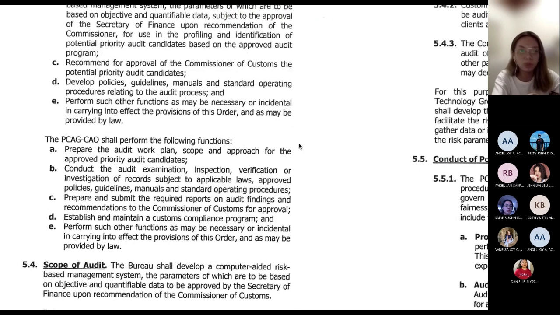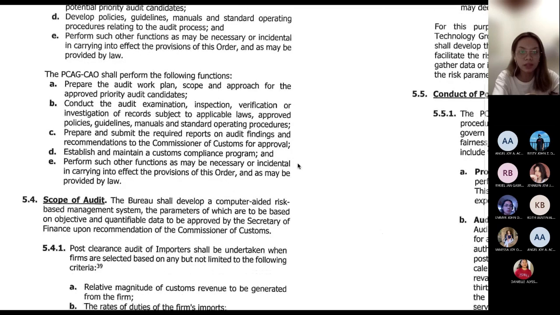The PCAG CAO shall perform the following functions. A. Prepare the audit work plan, scope, and approach for the approved priority audit candidates. B. Conduct the audit examination, inspection, verification, or investigation of records subject to applicable laws, approved policies, guidelines, manuals, and standard operating procedures. C. Prepare and submit the required reports on audit findings and recommendations to the Commissioner of Customs for approval. Letter D. Establish and maintain a customs compliance program. And letter E. Perform such other functions as may be necessary or incidental in carrying into effect the provisions of this order and as may be provided by law.